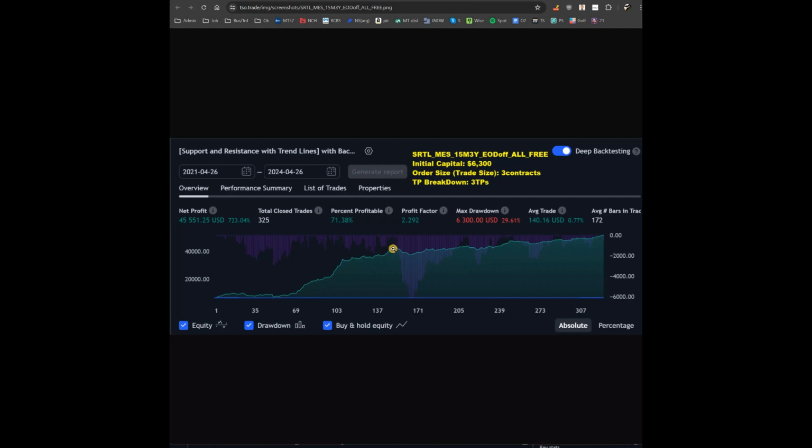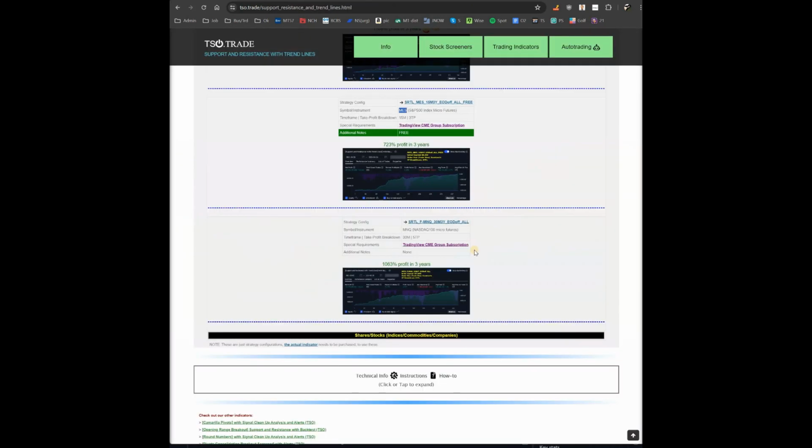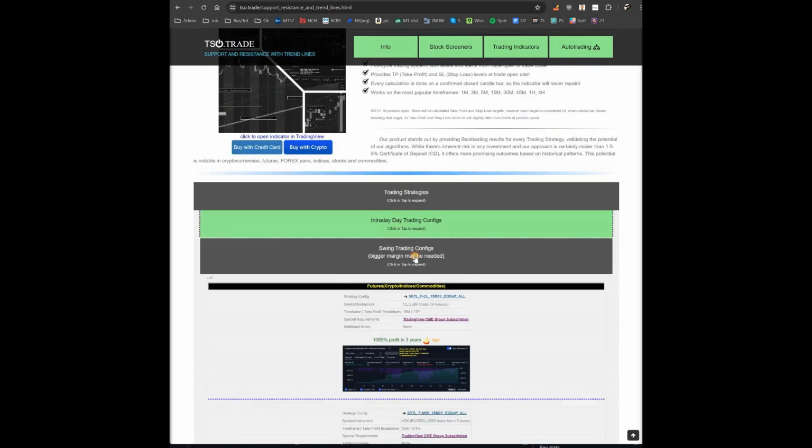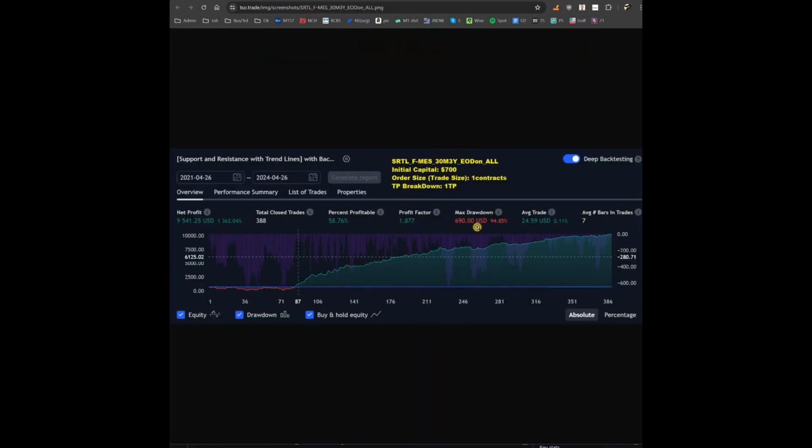So you've got to keep in mind and set your initial capital to the max drawdown. This is going to give you the most realistic picture of how much capital you need to start trading this strategy. Some have bigger drawdowns, some have smaller ones. Some intraday setups, like this one, have only a $700 drawdown, while it has a bigger percentage.